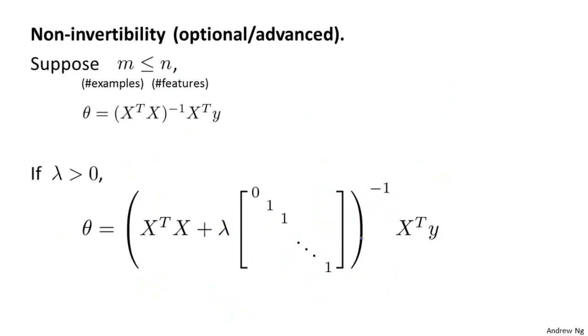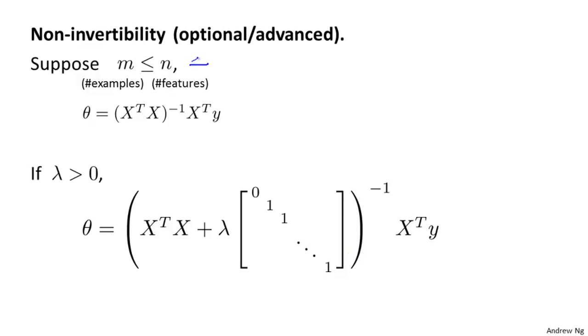So finally, I want to just quickly describe the issue of non-invertibility. This is relatively advanced material, so you should consider this as optional, and feel free to skip it, or if you listen to it and parts of it don't really make sense, don't worry about it either. Earlier, when I talked about the normal equation method, we also had an optional video on the non-invertibility issue. So this is another optional part that's an add-on to that earlier optional video.